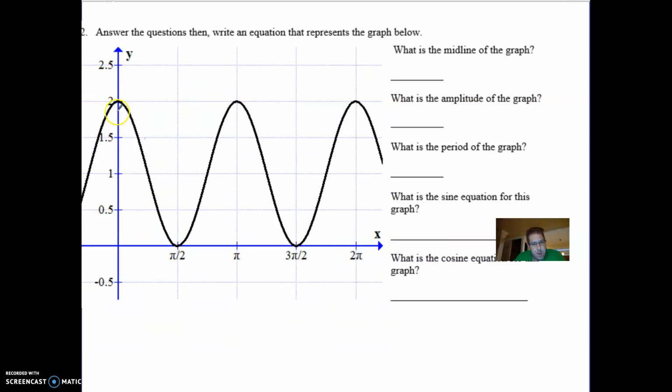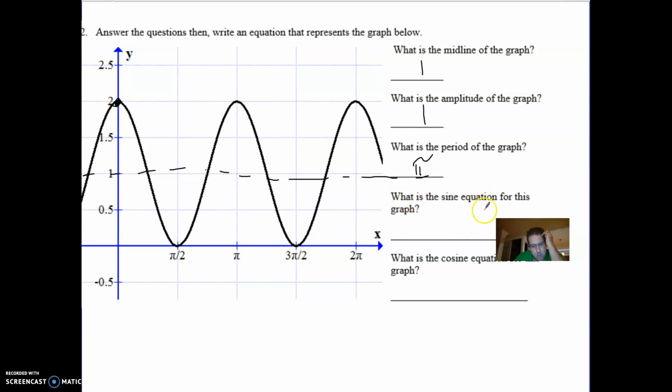Question number 2. So this time the midline looks like it's shifted. So it looks like it's shifted up to 1. It looks like it's starting at the maximum. Midline is at 1. Amplitude is also 1. That's the height from here to here or here to here. The period, how long does it take to complete one cycle? That would be pi amount of time.